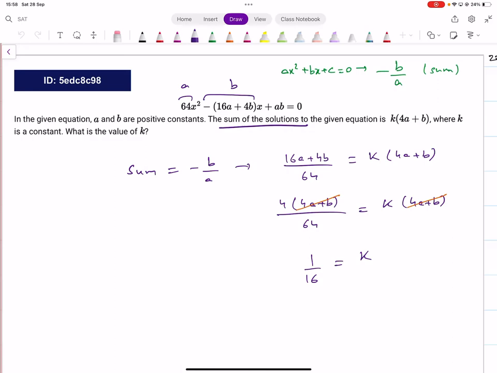We divided there by 4a plus b. So that gets cancelled. Is that okay? No problem? Okay, last one.